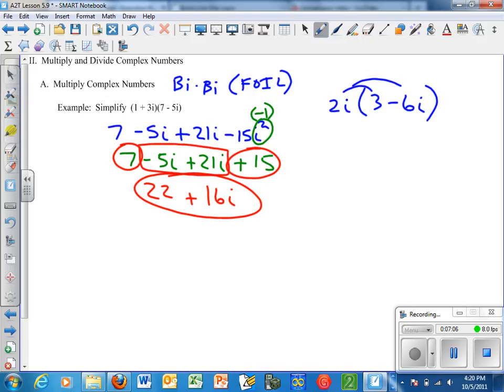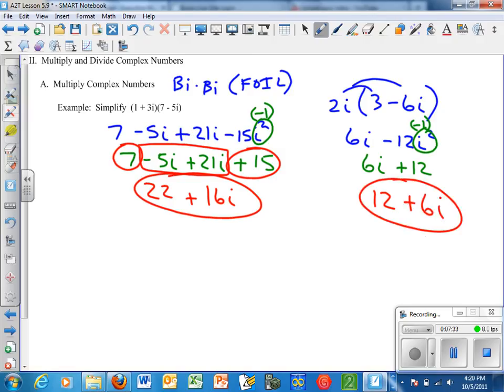2i times 3 is 6i. 2i times negative 6i is negative 12i squared. But remember, i squared is negative 1. So this really is 6i minus a negative 12, or plus 12. It would be acceptable to write it that way, but it's best to put your non-i term first. So it'd be 12, and your i term second. So it'd be 12 plus 6i. So this is just one where you have a monomial, then you wouldn't FOIL, you would just distribute. Just to give you another example. So write that one down if you need to.